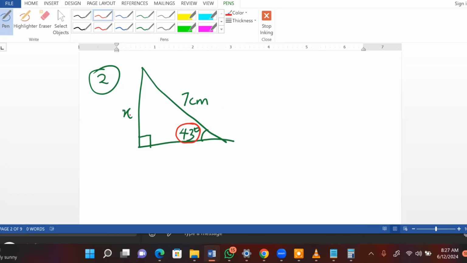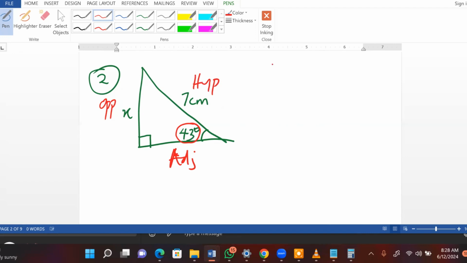So what is x here? x is what? Opposite. Fantastic. So what is this side here, the one below? That is adjacent. Yeah, fantastic. So the last one is what? Hypotenuse. That's very, very correct.